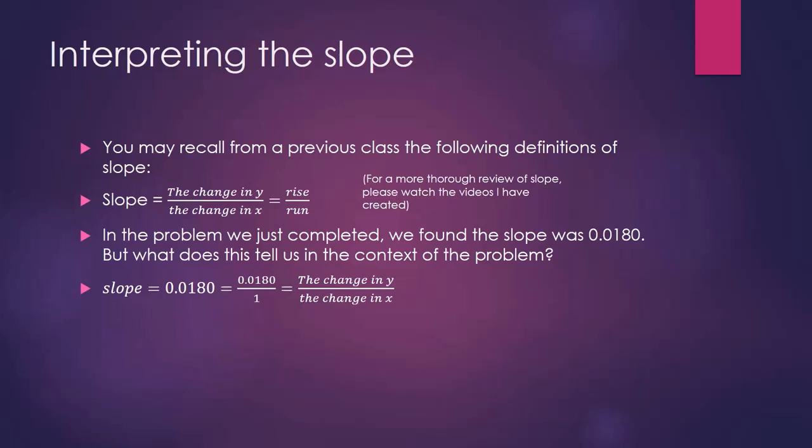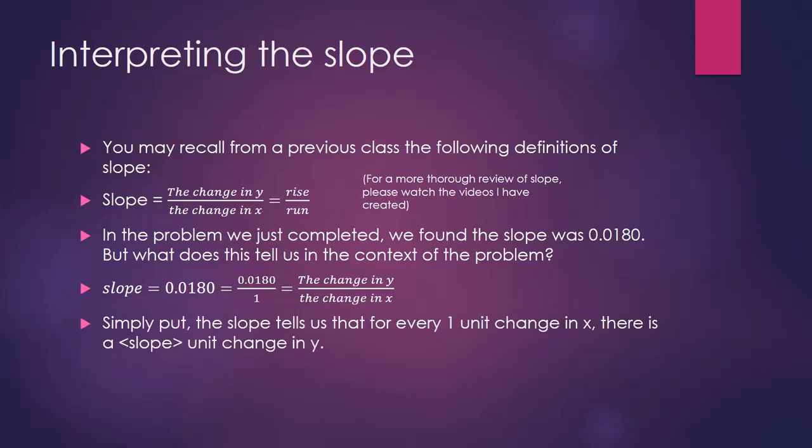Well, the slope is 0.0180, or 0.0180 over 1. So 0.0180 is the change in y, and 1 is the change in x. Simply put, the slope tells us that for every 1 unit change in x, there is a slope unit change in y. In this case, for every 1 unit change in x, there is a 0.0180 change in y. If we stopped here, however, that would not really give us a complete picture.